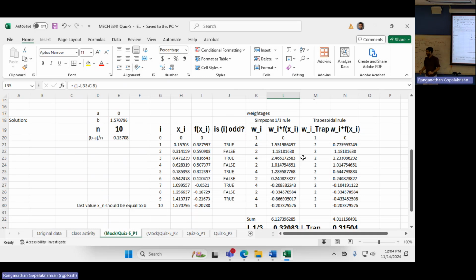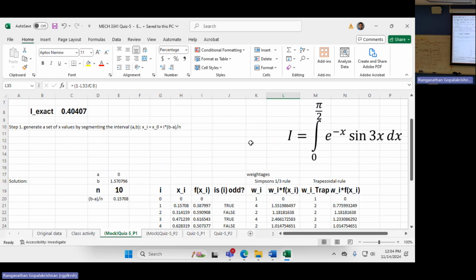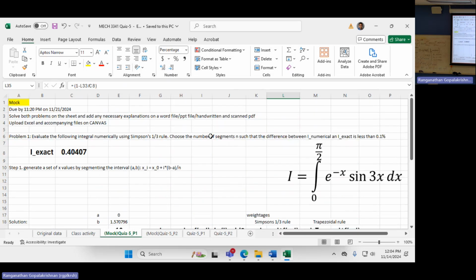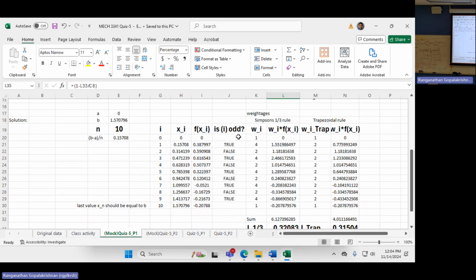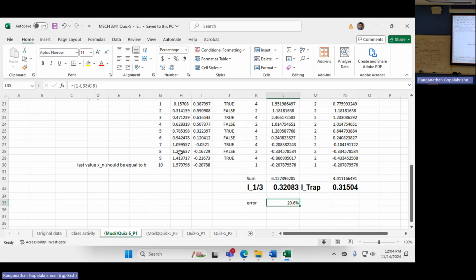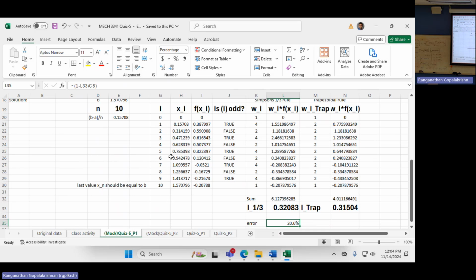Maybe I can word the question saying choose the value of n that is the minimum value that gets you within 0.1%. In that case, you can't just do 1,000 and leave it. All right, so now you have all this. How will you change the value of n so that you can try different values and see if your answer gets better? Did this make sense so far?